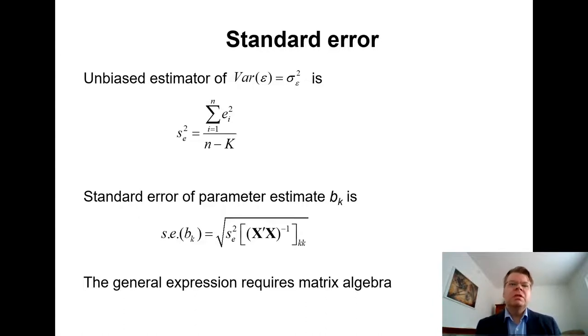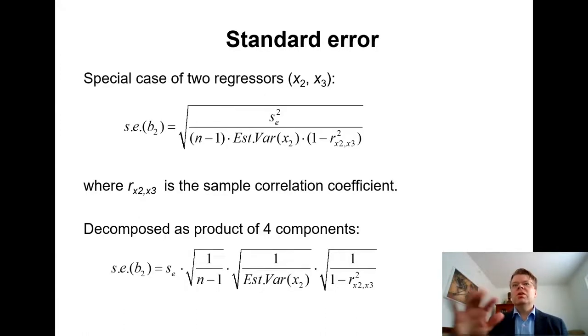So if you don't know matrix algebra, then this is kind of tedious, and in the general case it's tedious to express this kind of formula with some notation. But again, my strategy is to illustrate to you how it looks if we have just two explanatory variables, x2 and x3. So in that case, the formula simplifies a little bit. So we can then calculate the standard error for b2. Again, think about this b2 as the slope, for example, for the size in square meters in a hedonic model of the housing market.